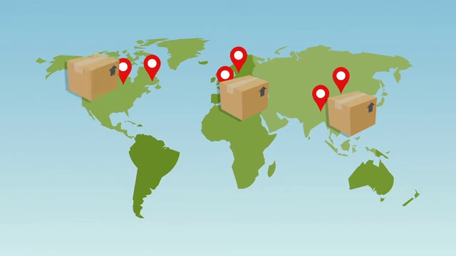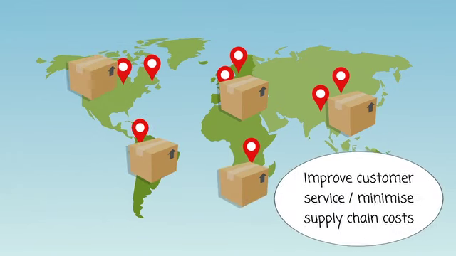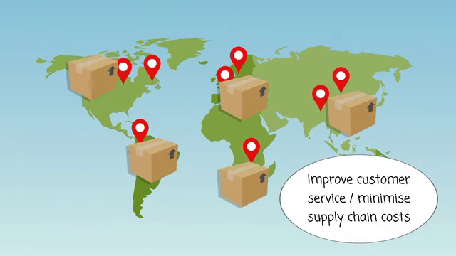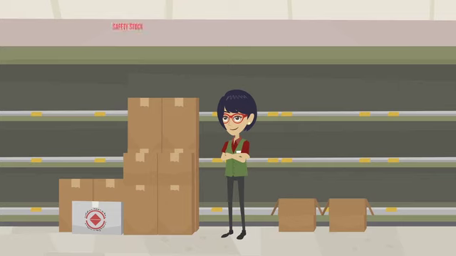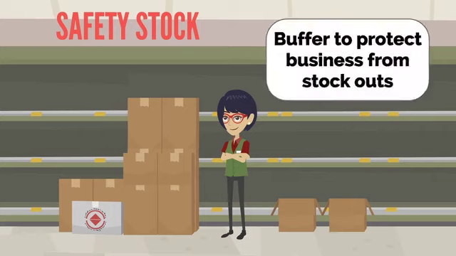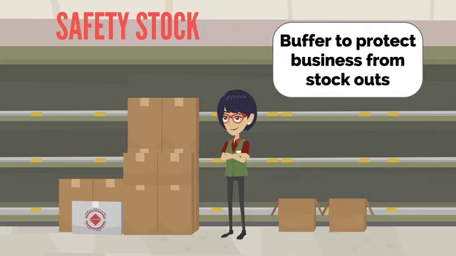Strategically positioning inventory across the supply chain improves customer service and minimizes supply chain costs. And an important concept to understand is that of safety stock. Safety stock is used as a buffer to protect the business from stockouts caused by variations in supply and demand.